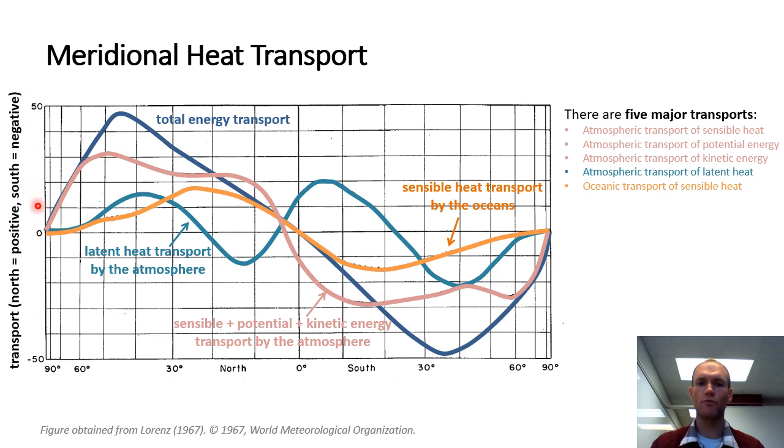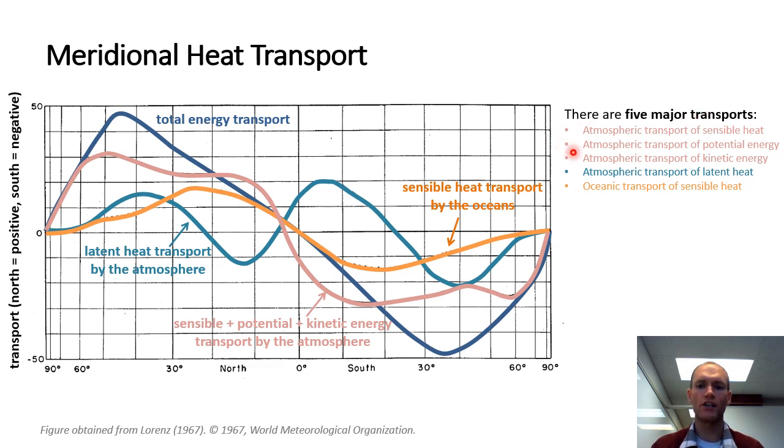Positive values are transport to the north in either hemisphere. So in the southern hemisphere, this would be toward the equator. In the northern hemisphere, this would be toward the North Pole. Negative values indicate transport to the south, which would be toward the equator in the northern hemisphere and toward the South Pole in the southern hemisphere. The total energy transport is given by this dark blue line that you see through here that I'm tracing with my laser pointer. There are 5 major transports that we can break the total transport down into.